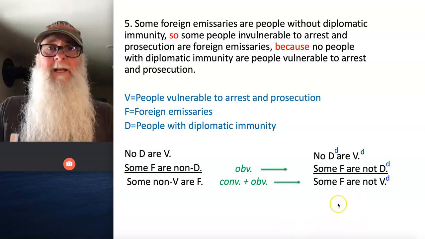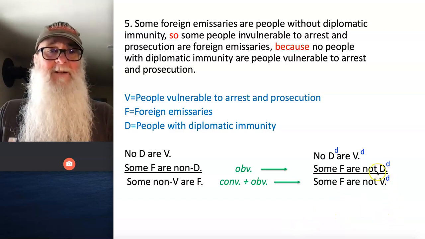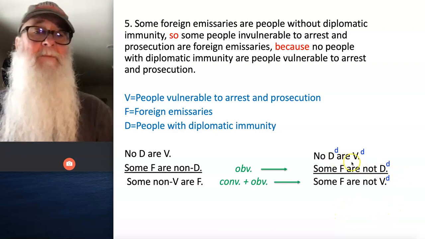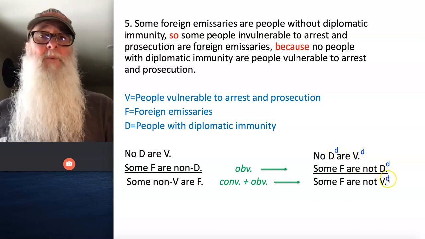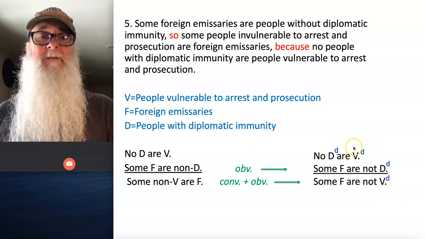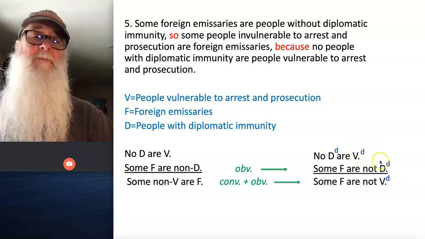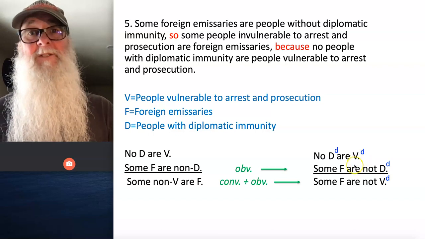When we do that, we can now apply the 5 rules for categorical syllogisms to see if this argument is valid or invalid. D is our middle term, and it needs to be distributed at least once according to rule number 1, and it is. It's distributed twice. Rule number 2 says if you've got anything distributed in the conclusion, and we do, it better be distributed in a premise, and it is. Rule number 3 says you can't have 2 negative premises, and we do.